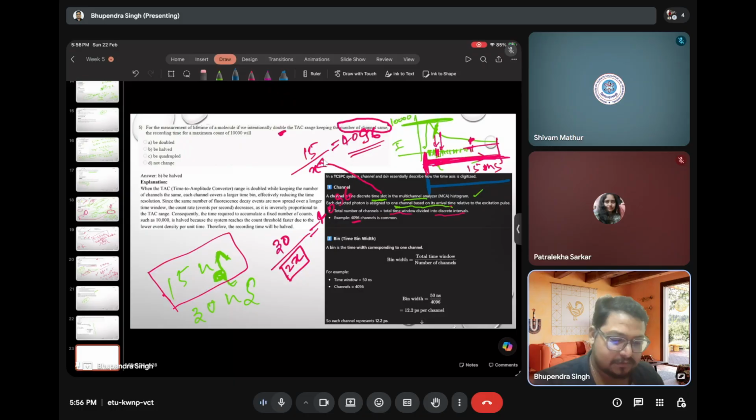Oh no, this is not the same time frame. Now we have increased the time window. So it will be double of this, double of this. Let's say this, and so now the time frame is this 30 nanosecond.